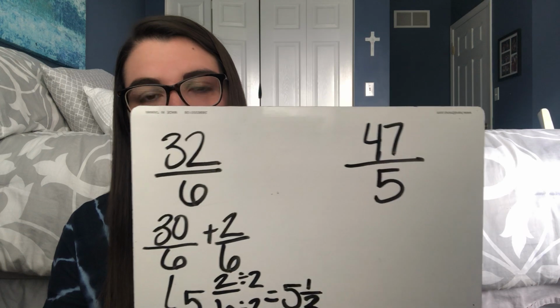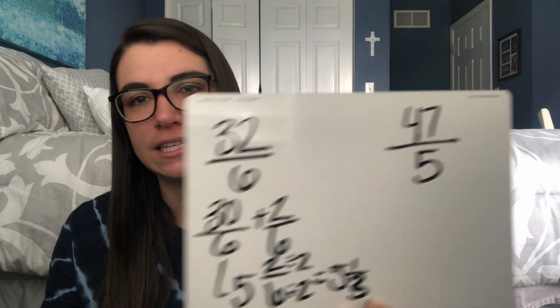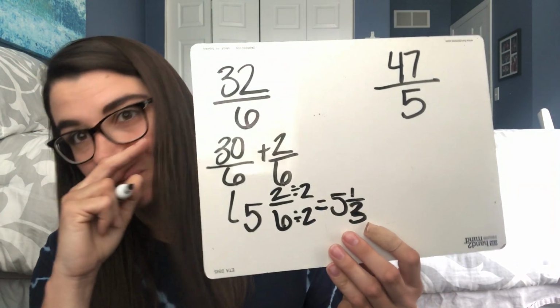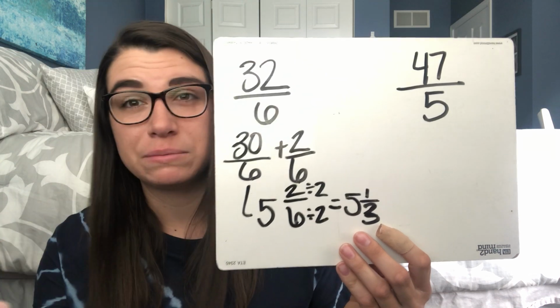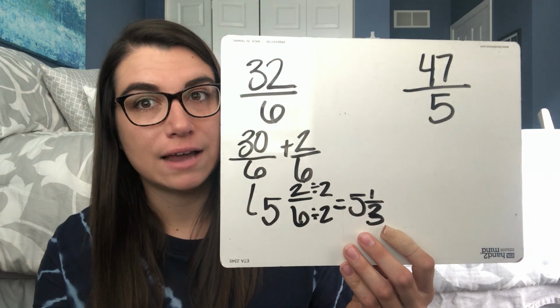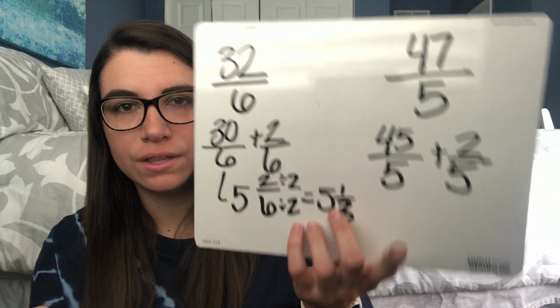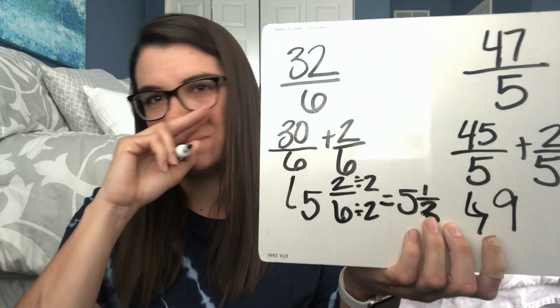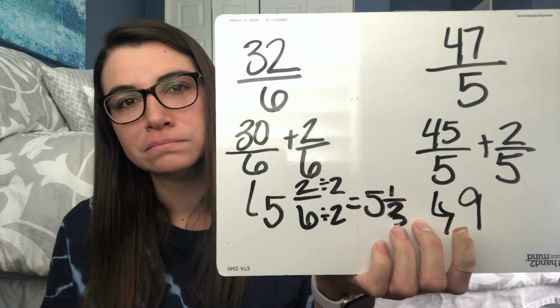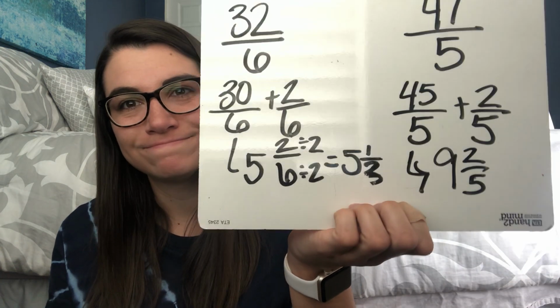All right, for the next one, 47 fifths, I need to think about what times 5 gets me closest to 47. And I know it's going to be 45, which is 9. So I'm going to get 45 fifths plus 2 fifths. That's how I would get that leftover, right? So then this 45 fifths is going to be 9, because I know 5 times 9 is 45. And then what's left over is my 2 fifths, and that is your answer.